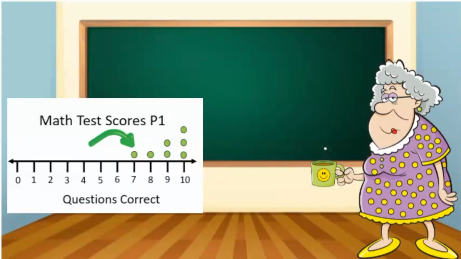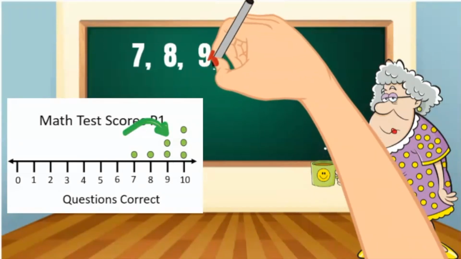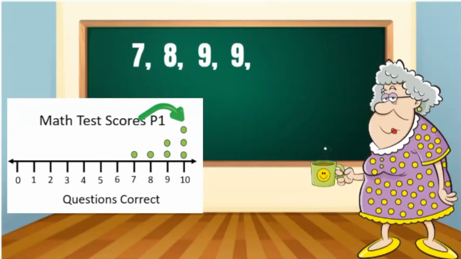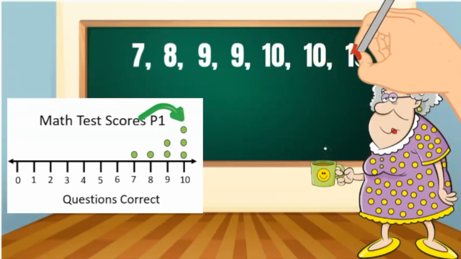7 questions were answered correctly by 1 student. I write 7 once. 8 questions were answered correctly by 1 student. I write 8. 9 questions were answered correctly by 2 students. I write 9 2 times. And 10 questions were answered correctly by 3 students. I write 10 3 times.